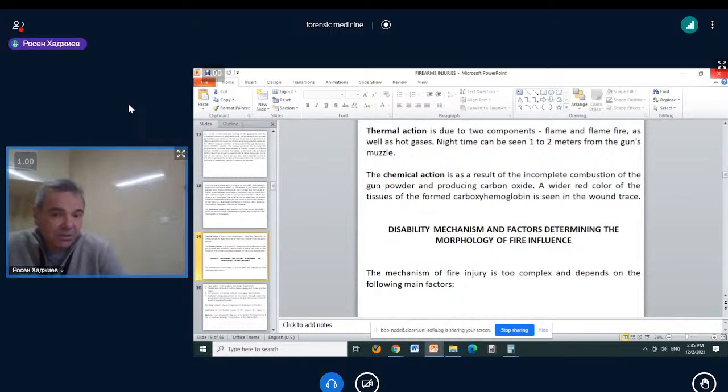The chemical action is a result of the incomplete combustion of the gunpowder. When I have incomplete combustion of some materials, it produces carbon oxide. When this carbon oxide gas is connected with the hemoglobin, it will give you carboxyhemoglobin. That means that the color of the tissues will be reddish. That's why we say that the projectile has three types of actions: mechanical, thermal, and chemical action.